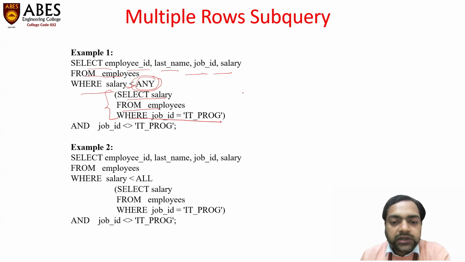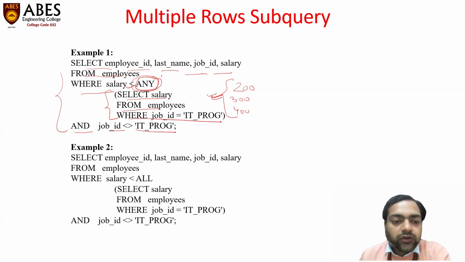Now let us understand: if the job ID is IT programming, let's suppose we have three values: 200, 300 and 400. So what will it do? Select employee ID, last name, job ID, salary from employees where salary is less than any of these, and job ID is not equal to IT programming. In this way, this multiple row subquery will work. It will accept ANY, ALL or IN operators, and it can accept multiple rows, and based on these multiple rows it will accept the value.